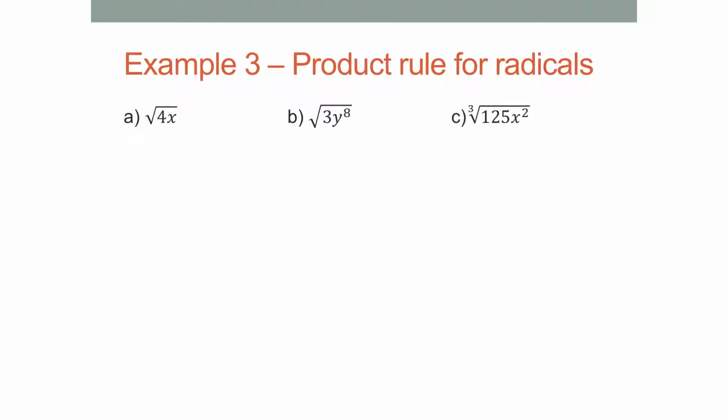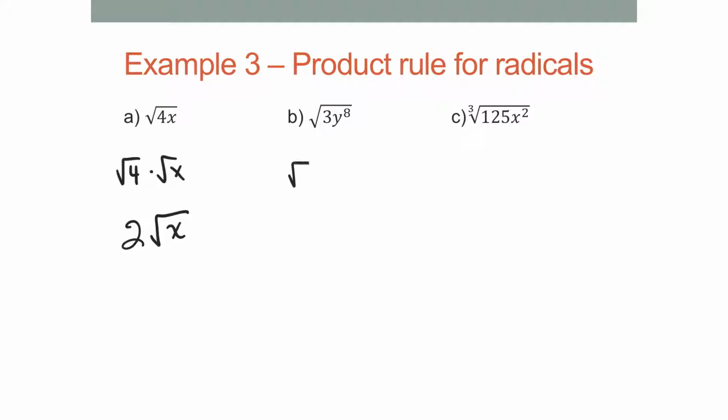Alright, the product rule for radicals says if you have a product inside there, you do something special. So example A is the square root of 4x. That's the square root of 4 times the square root of x. That's what the product rule says. We can break it down into its parts and take the square root of each part. So the square root of 4 is 2. The square root of x we can't actually do anything with. So that's going to simplify down to 2 times the square root of x.